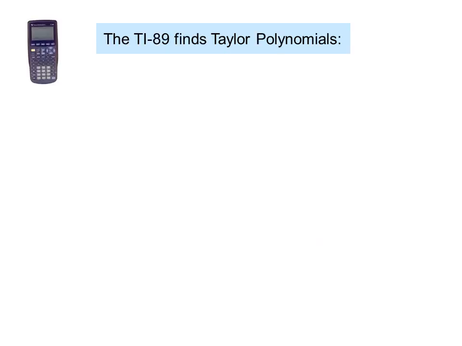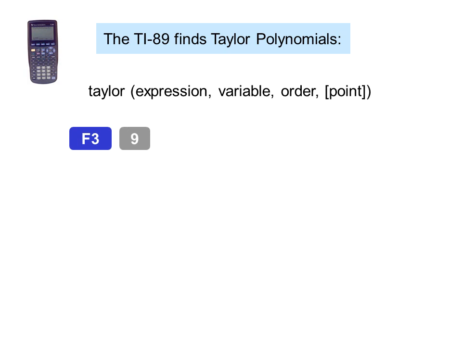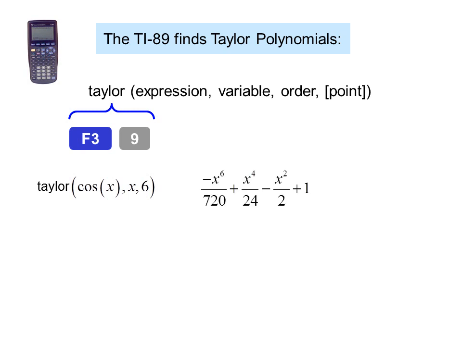The TI-89 finds Taylor polynomials. The command is Taylor (expression, variable, order), and point if you want it centered someplace other than 0. We use F3 9 to find the Taylor command. For example, Taylor(cosine x, x, 6) returns negative x to the 6th over 720 plus x to the 4th over 24 minus x squared over 2 plus 1.